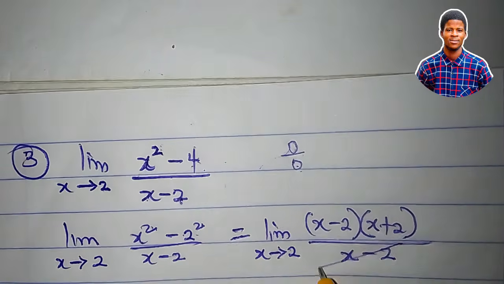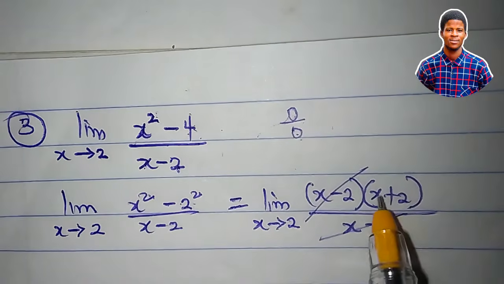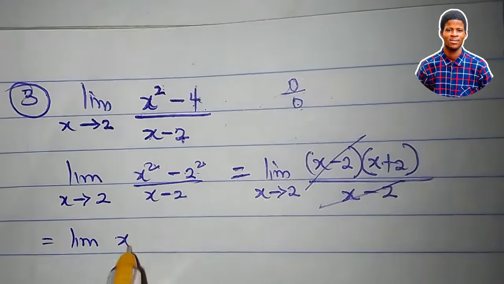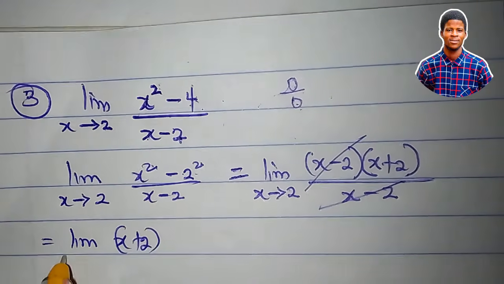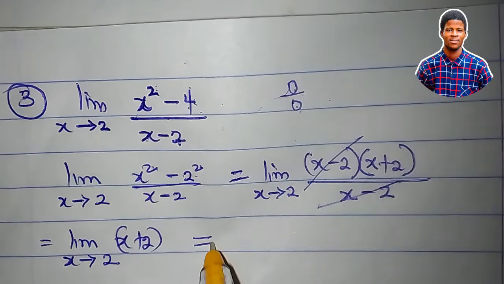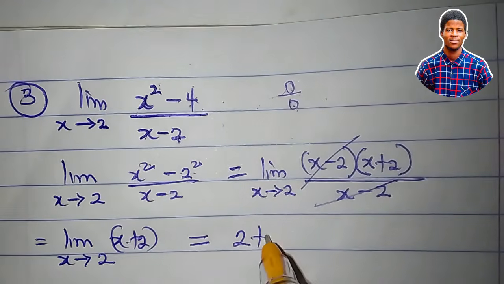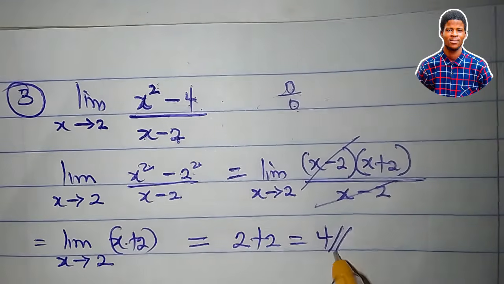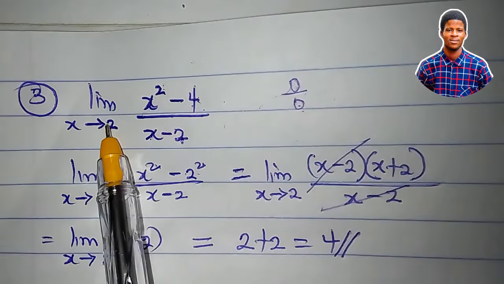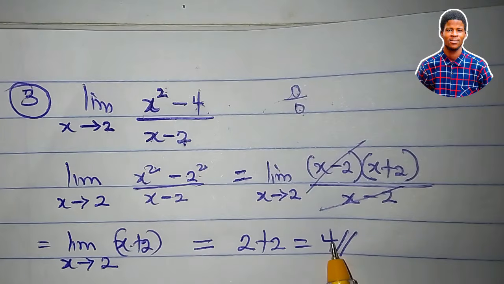Good. x minus 2 can take away x minus 2. So what we have now is just x plus 2. That is the limit of x plus 2 as x approaches 2. So if we now do our direct substitution, if I plug in the value of 2 here, it will give me 2 plus 2, and that's equal to 4. So the limit of this function as x approaches 2 is equal to 4.